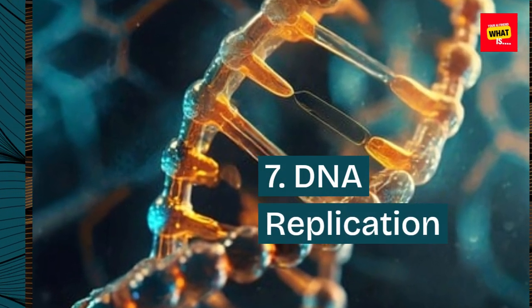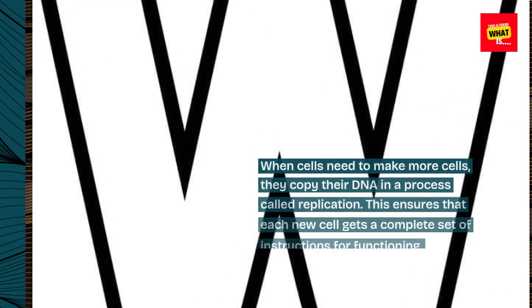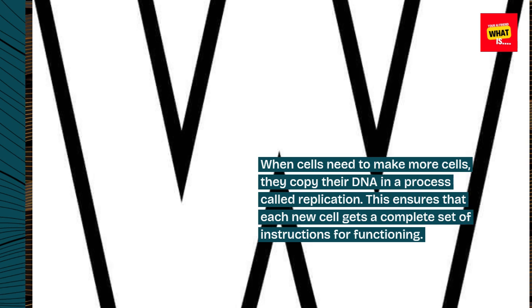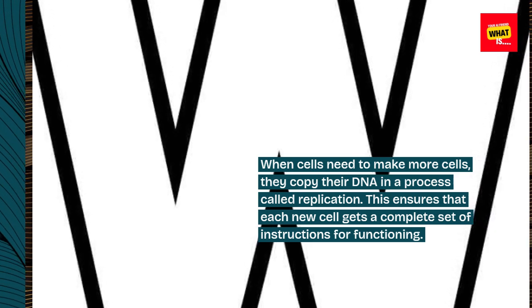7. DNA replication. When cells need to make more cells, they copy their DNA in a process called replication. This ensures that each new cell gets a complete set of instructions for functioning.